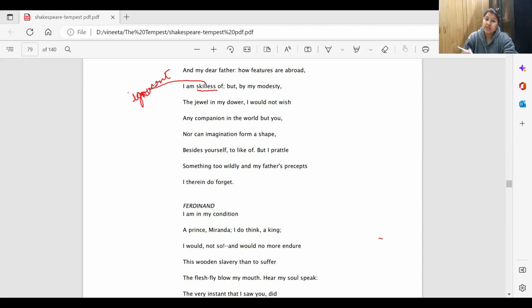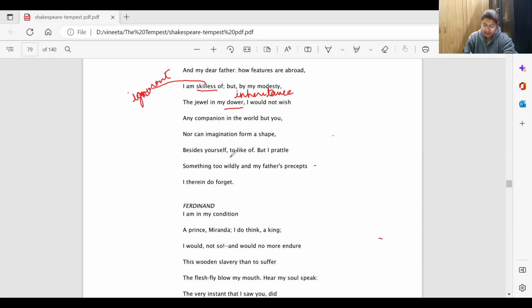But by my modesty, she swears by her modesty, "the jewel in my dower, I would not wish any companion in the world but you, nor can imagination form a shape besides yourself to like of." But she wants to say that I'm ignorant of any features in the outside world of men or women. But she swears by her modesty, saying that she doesn't want any other companion in the world but Ferdinand. And at the same time, her imagination cannot form any shape to like than the shape of Ferdinand.